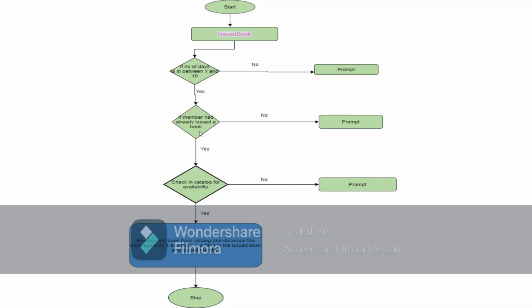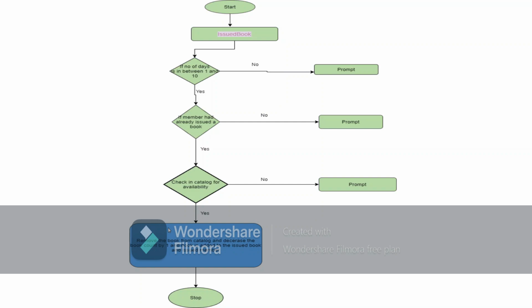Otherwise, if the member doesn't have any book, then it will check the catalog for the availability of a book. For availability in the catalog, they will see whether the book requested by the member is there or not. If it's there, they can provide it. If it's not there, they cannot give it. So if the book is present in the catalog, they will remove that book from the catalog and decrease the book count by 1, because we have already issued the book to the member.